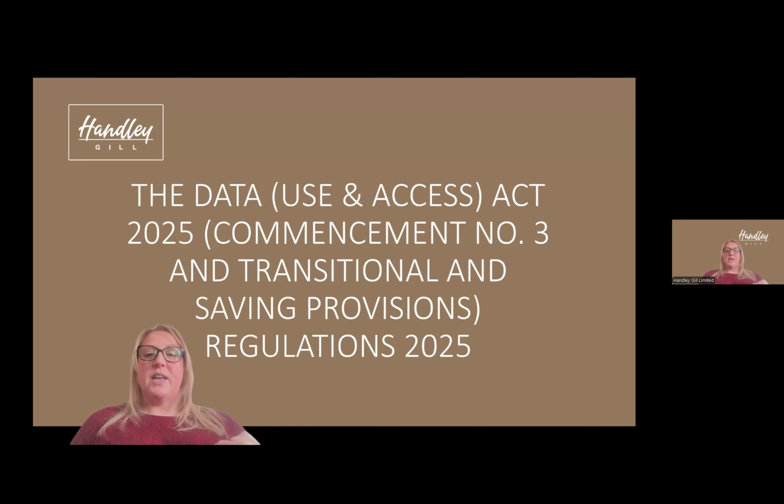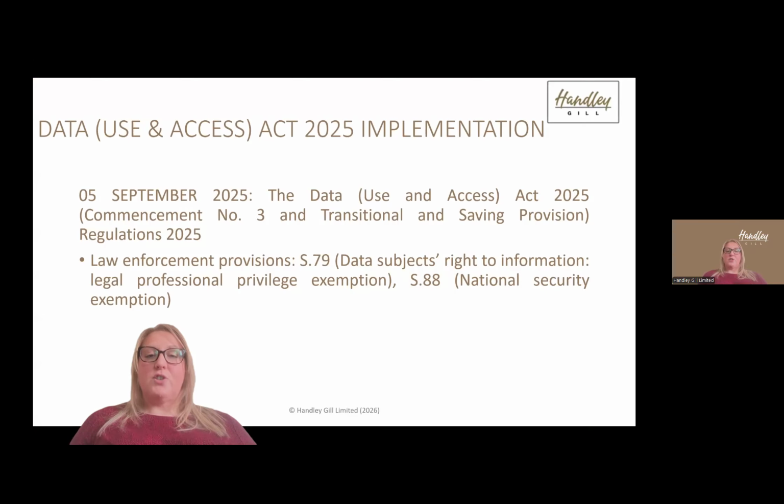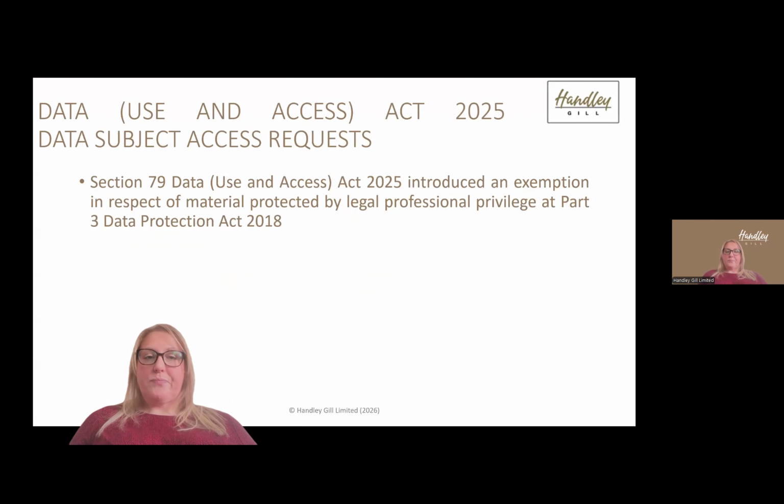The next chunk of provisions that came into force were commenced by the Data Use and Access Act 2025 (Commencement No. 3 and Transitional and Saving Provisions) Regulations 2025. These were law enforcement provision focused. The ones that came into force on the 5th of September: Section 79 relates to data subjects' right to information and introduced a legal professional privilege exemption. You might have thought it should already be there. Clearly, the government agreed. And an exemption at Section 88 for national security.